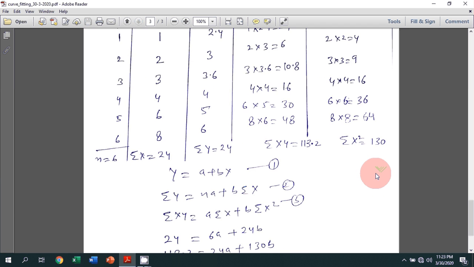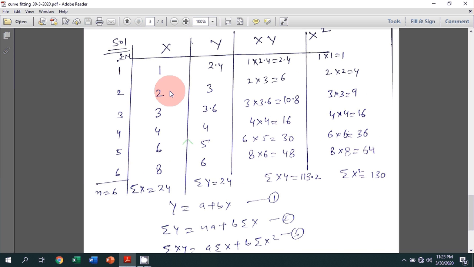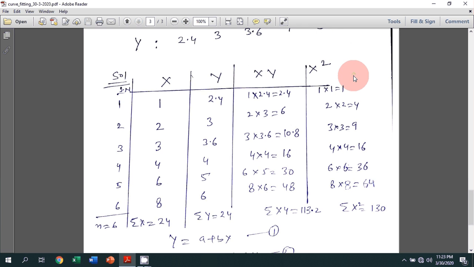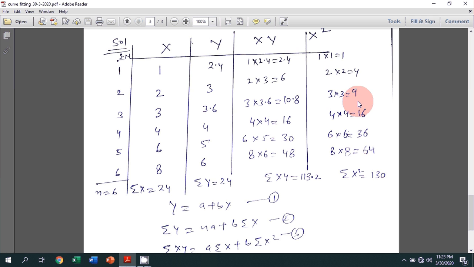Now finally we find the value of Σx, that is 1 + 2 + 3 + 4 + 6 + 8 = 24. And Σy = 2.4 + 3 + 3.6 + 4 + 5 + 6 = 24. And Σxy = 2.4 + 6 + 10.8 + 16 + 30 + 48 = 113.2. And finally Σx² = 1 + 4 + 9 + 16 + 36 + 64 = 130.